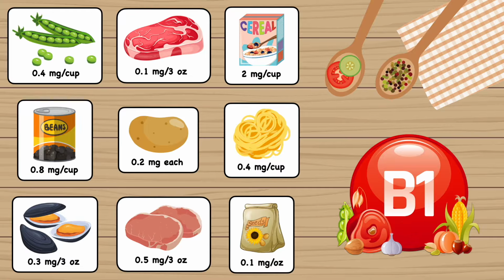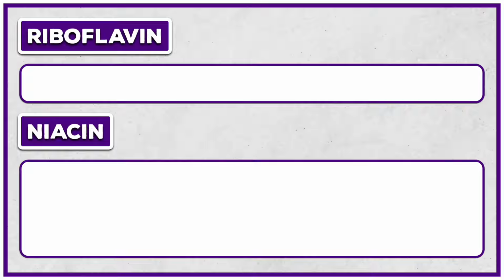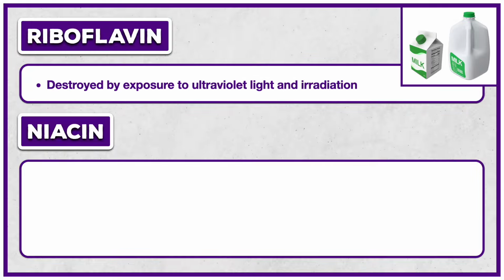The RDA for thiamine is 1.2 milligrams per day for adult males and 1.1 milligrams per day for adult females. The sources shown include peas, beef, beans, potatoes, mussels, pork chops, sunflower seeds, and enriched grain products like cereal and pasta. Next, we have riboflavin and niacin. Riboflavin is destroyed by exposure to ultraviolet light and irradiation. That's why you see milk, which is rich in riboflavin, usually stored in a cardboard or opaque plastic container.